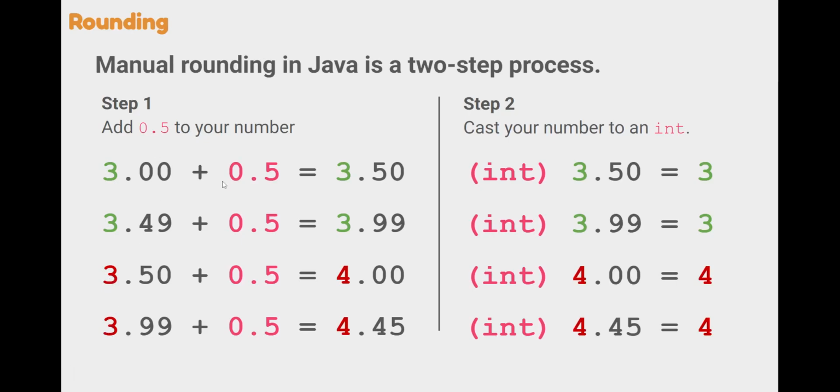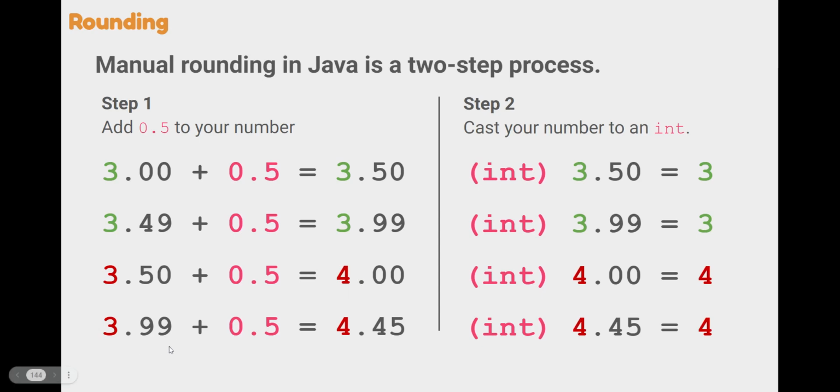And so if we add 0.5 to these numbers, 3 plus 0.5 is 3.5. If we only look at that first number, it's still a 3. That's what we want it to stay. 3.49, we add 0.5 to it, that goes up to 3.99. That first number stays at 3, which is what we want. Looking at our next set of bounds, 3.5 plus 0.5, that first number turns into a 4, which is good because we did want that to round up to a 4.